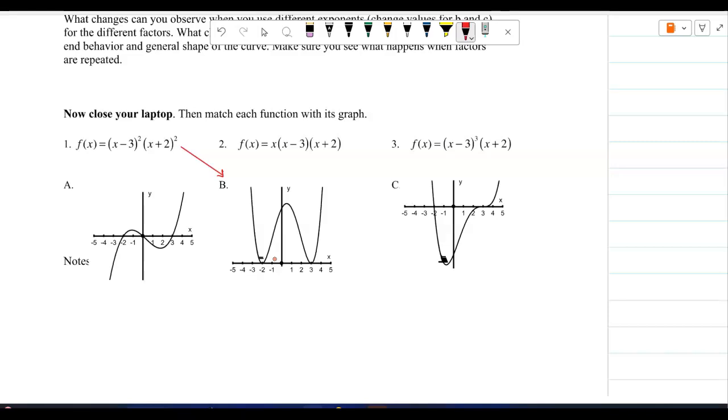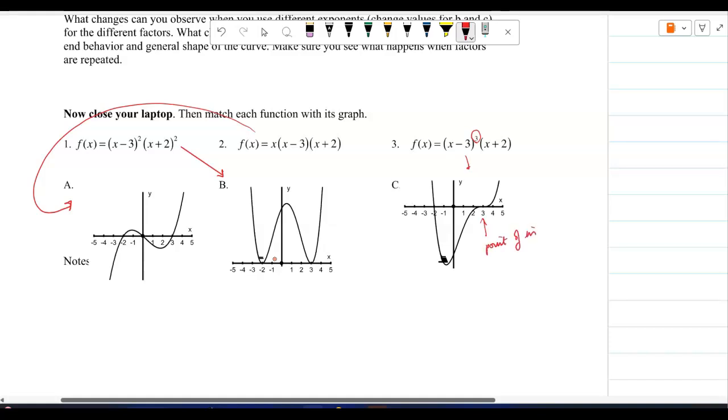2 is A, because very clearly it has odd roots. And 3 is obviously C. Now see, this is very important. When it's a cubic, this will be the point of inflection. Cubic will have a point of inflection.